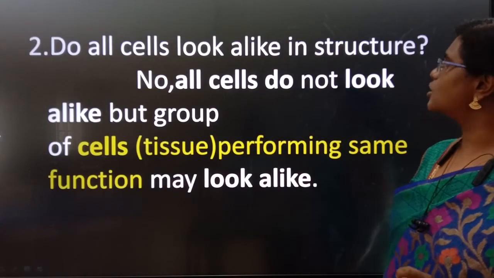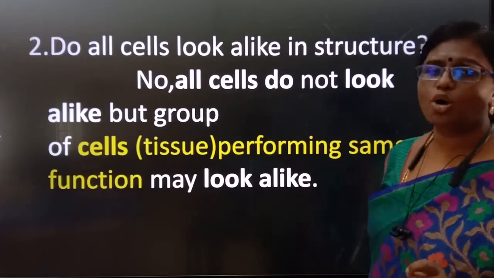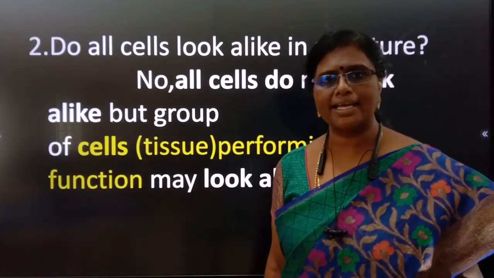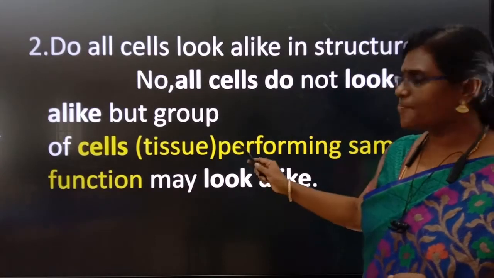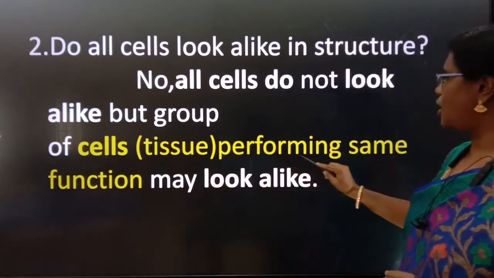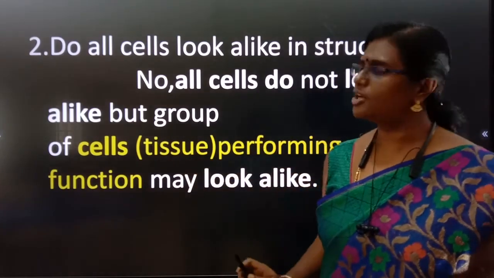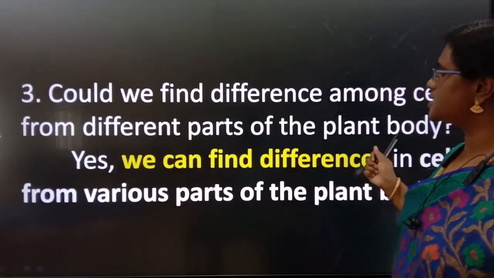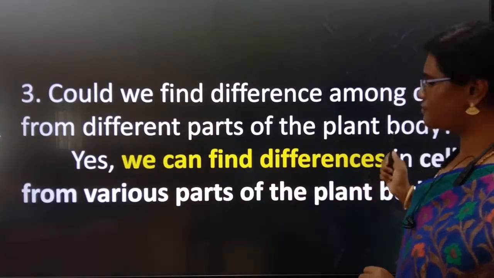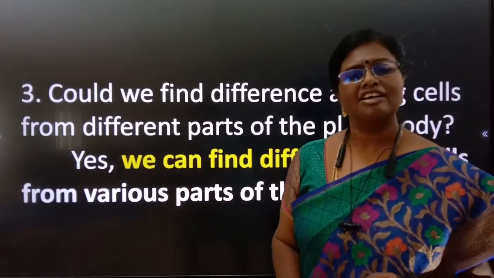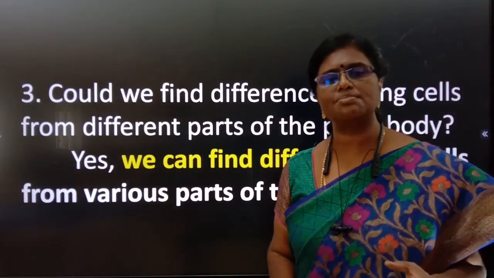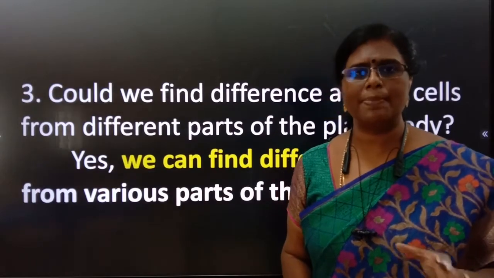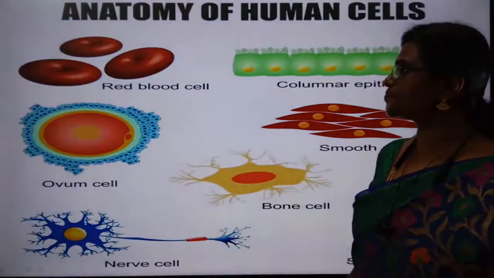Do all cells look alike in structure? No, all the cells will not look alike in structure. Actually, cells which perform the same function will look alike. Third question: could we find differences among cells from different parts of the plant body? Yes, absolutely. We can find some differences between the cells in different parts of the plant.